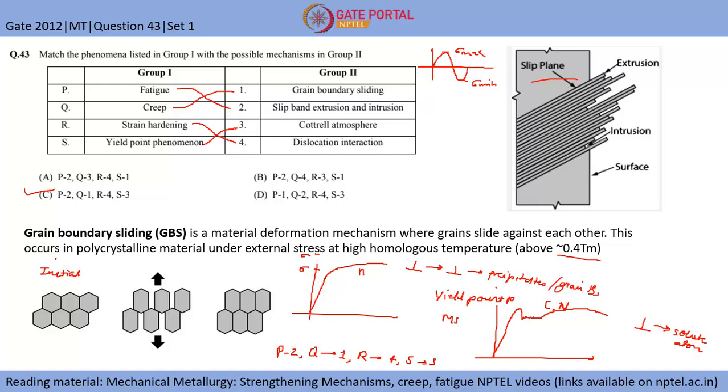For fatigue, it was slip band extrusion and intrusion, which creates a crack or acts as an initiation point for the crack. In creep, as the temperature is usually more than 0.5 of the melting point, grain boundary sliding is one of the mechanisms of deformation. In strain hardening, because of dislocation interaction with each other or with precipitates or grain boundaries, hardening occurs, which we see in a stress strain curve. And yield point phenomena occurs because of carbon and nitrogen atoms interacting with the dislocations.